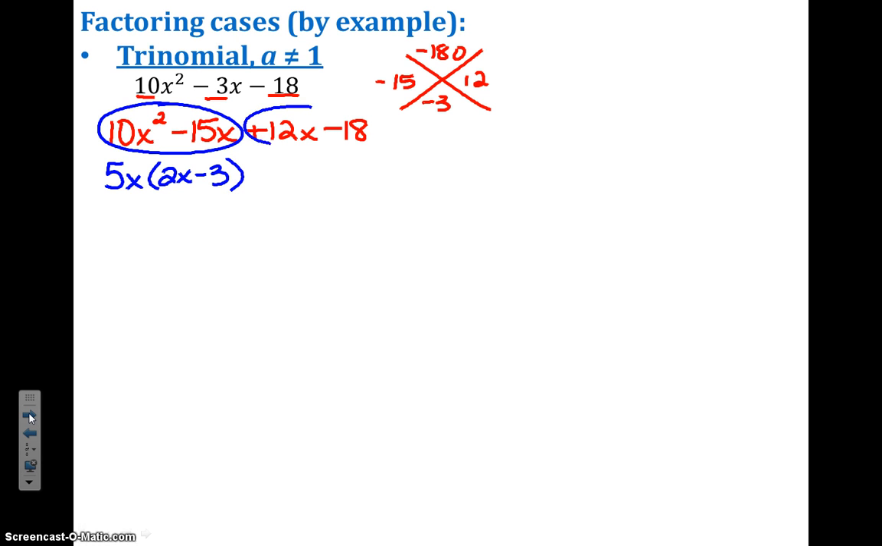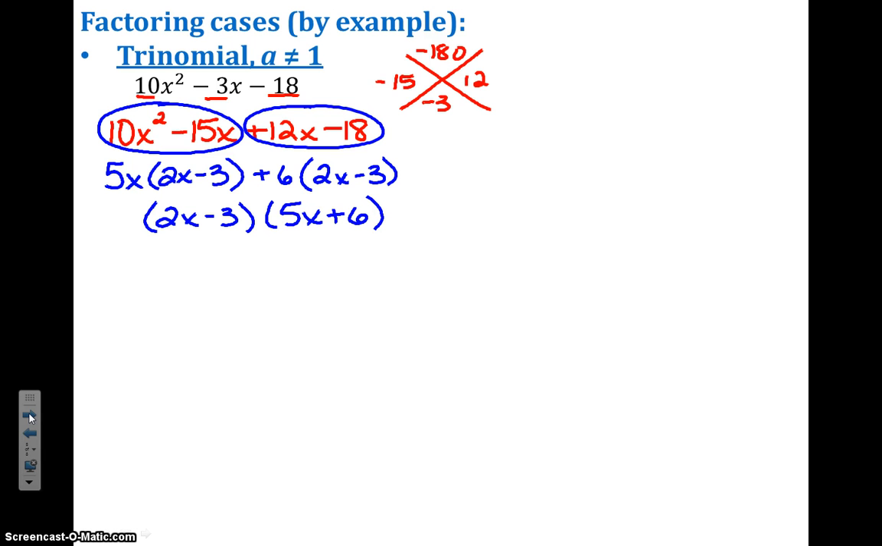If I look at my second group here, my greatest common factor is a positive 6, and that also leaves me with 2x minus 3. And so the factors of this polynomial are 2x minus 3, and then 5x plus 6. Next example is a little bit easier.